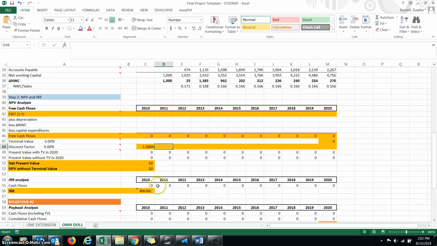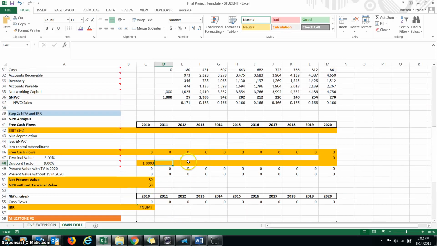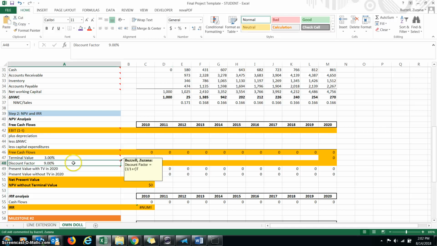Next, for milestone 1, we have our own doll. Now here's the difference, right? Because our own doll actually is not the initial, it's going to be the same. You have to have a discount factor, but because the CEO deemed it as a riskier project, that's why you're discounting at 9. Okay?